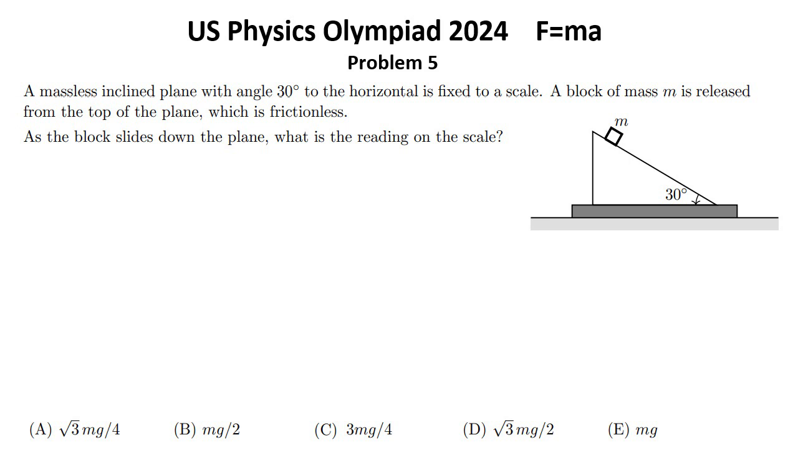Solution to problem number 5. The scale reading is equal to the vertical component of the normal force of the block on the plane. The magnitude of the normal force is mg cosine theta, and the vertical component is cosine theta times this, so the reading is mg cosine squared 30 degrees, which is 3/4 mg. This is answer C, and that was the solution for problem 5.